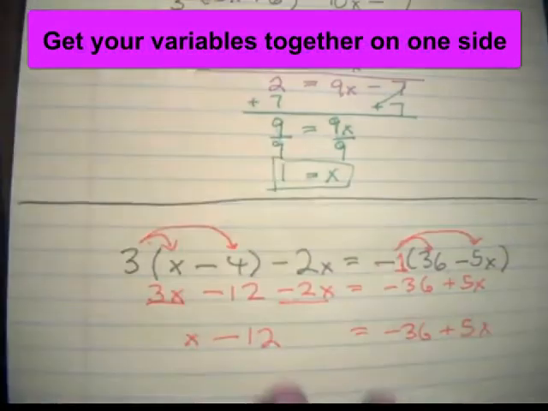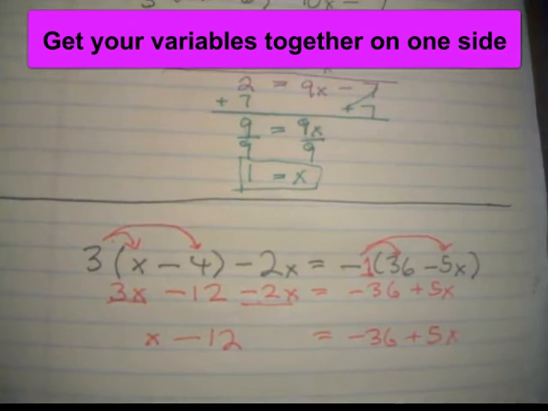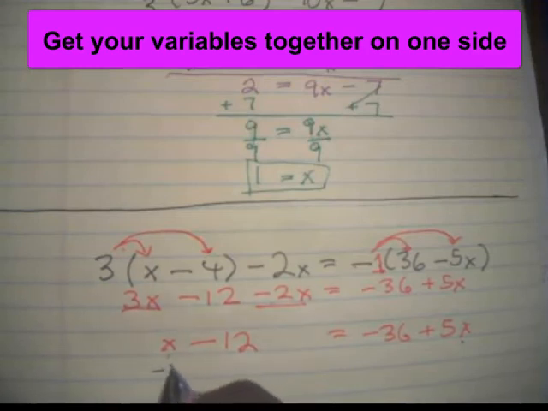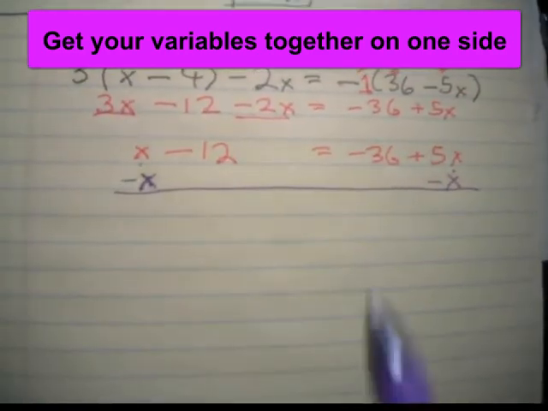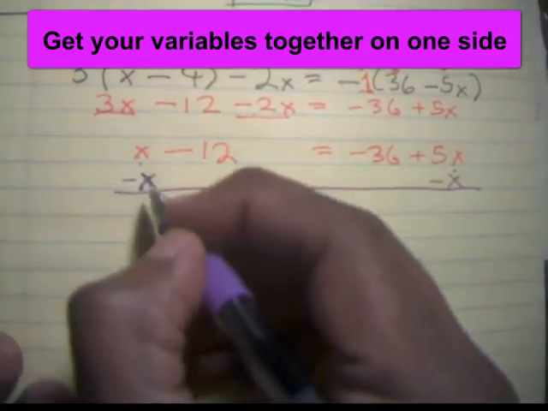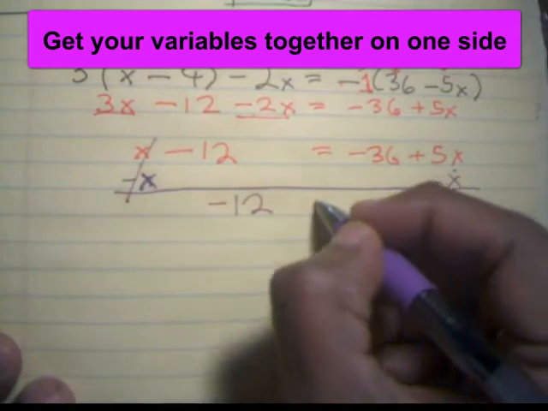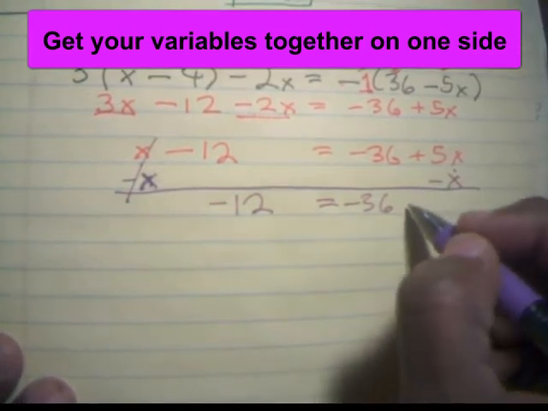My next step is all my variables together on one side. Let's get these variables together. I've got a 5x on the right and an x on the left, so I'm going to move this x over. It's a positive x, so I'm going to subtract x, and what I do to one side, I must do to the other. That x goes away and brings down a negative 12 here, and we bring down a negative 36. And 5x minus x is positive 4x.